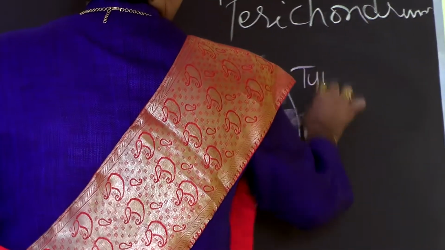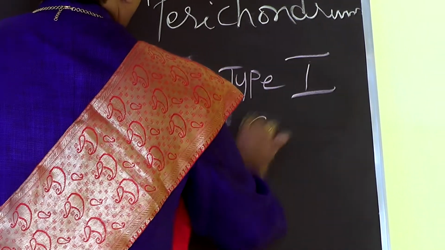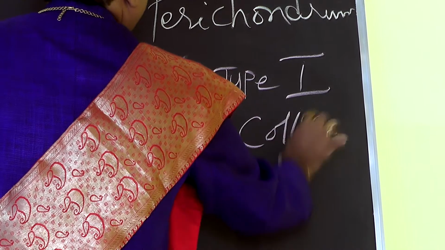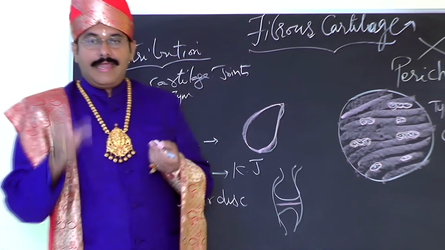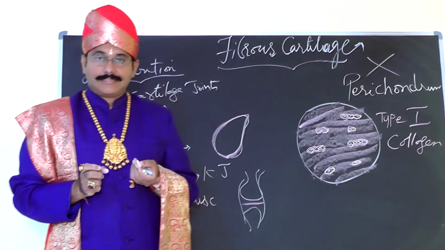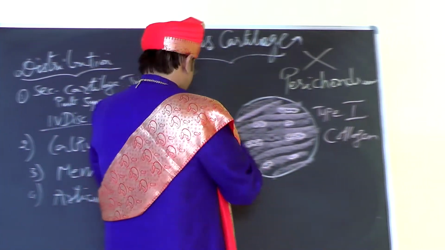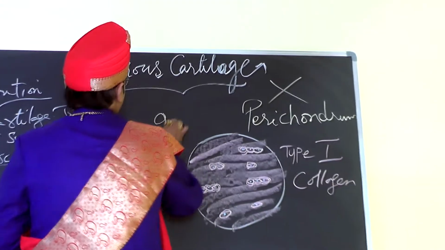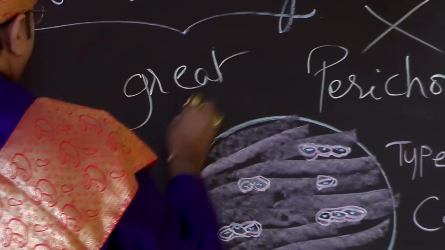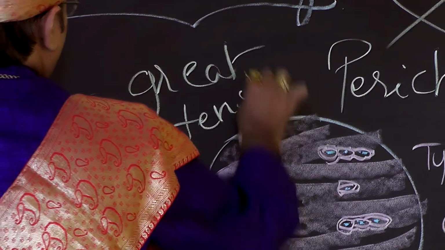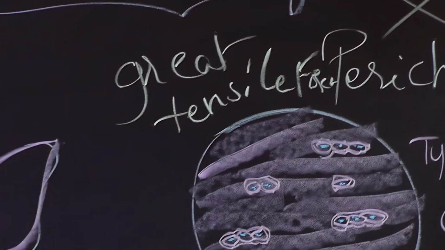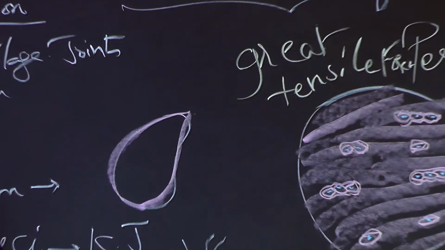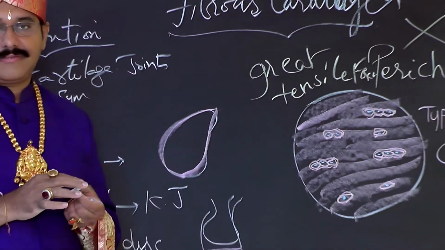It is type 1 collagen bundles that are present. These type 1 collagen bundles have great tensile force and a considerable amount of elasticity. The fibrocartilage has great tensile force, and it has considerable elasticity. Okay, thank you very much.